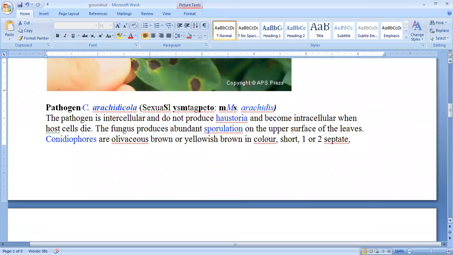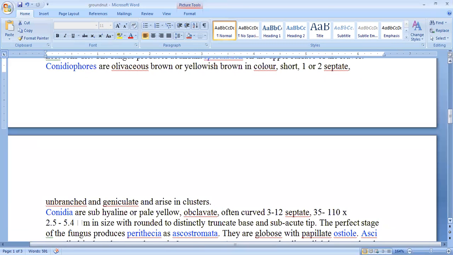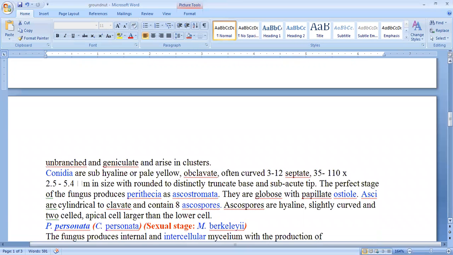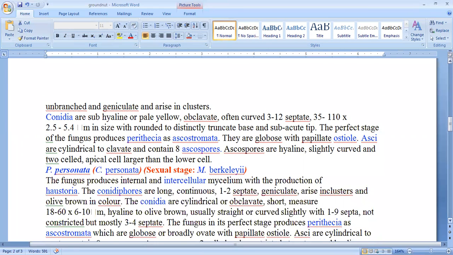The pathogen is intercellular and does not produce haustoria. It becomes intracellular and then the host cell dies. Abundant sporulation is present on the upper surface of leaves, and the conidiophores are olivaceous brown and yellow brown in color, with one or two septa, short, unbranched, geniculate and arise in clusters. The conidia are subhyaline or pale yellow, that means they are almost transparent but not fully transparent.